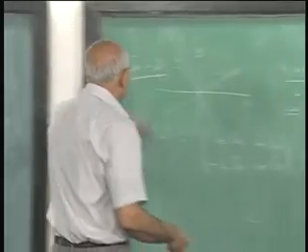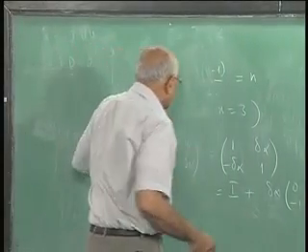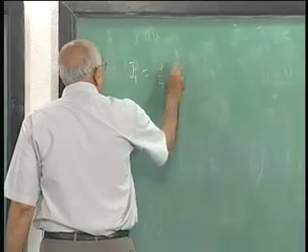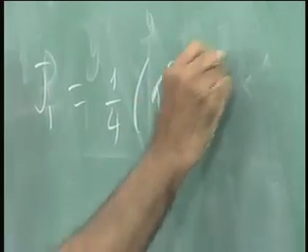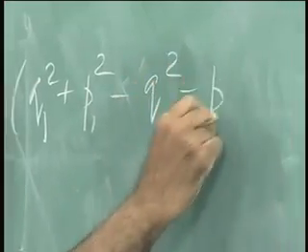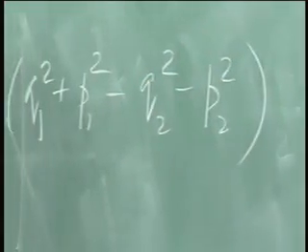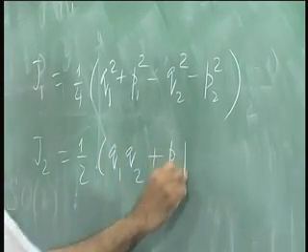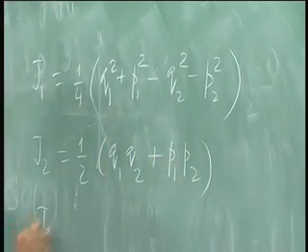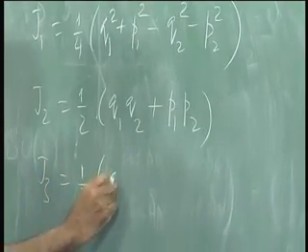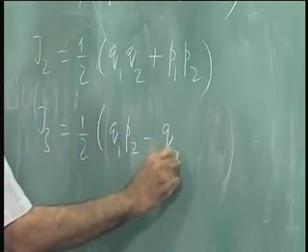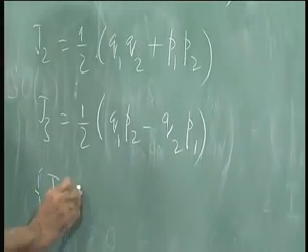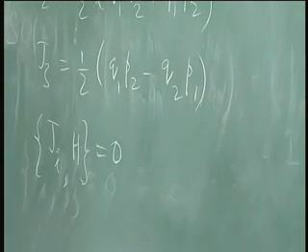Verify that in this problem the following are constants of the motion. J1 is 1/4 (q1 squared plus p1 squared minus q2 squared minus p2 squared). J2 is 1/2 (q1 q2 plus p1 p2), and J3 equal to 1/2 (q1 p2 minus q2 p1). Verify that the Poisson bracket of Ji with H equal to 0.